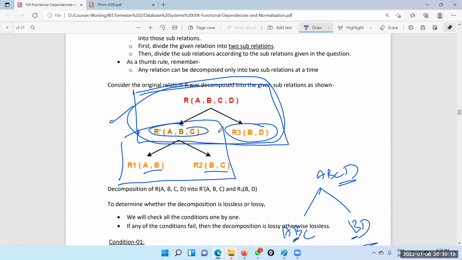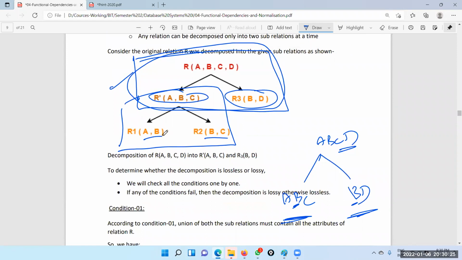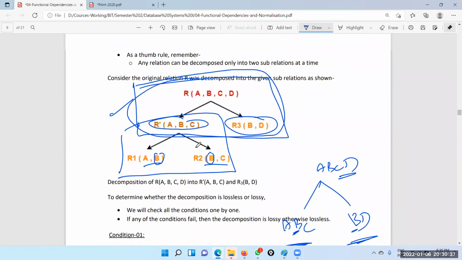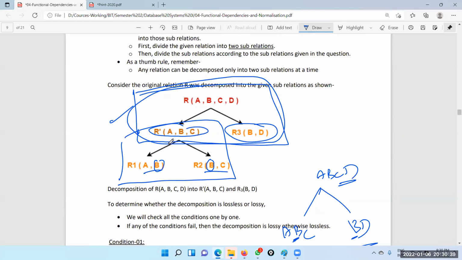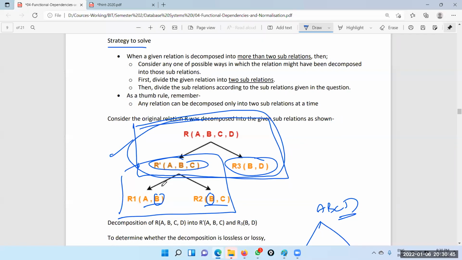Now we want to look at this. A, B, C become A, B, and B, C. Now you can see that the union is A, B, and C, which is same as this. That is correct. Then intersection must not be empty. Yes, intersection is not empty because B is there. Then you have to check whether that intersection is a super key of at least one of the relations.